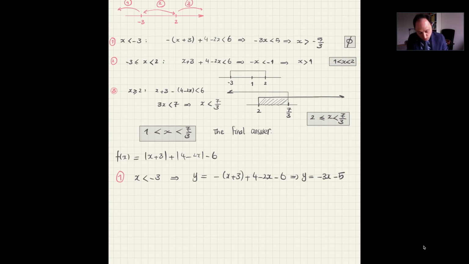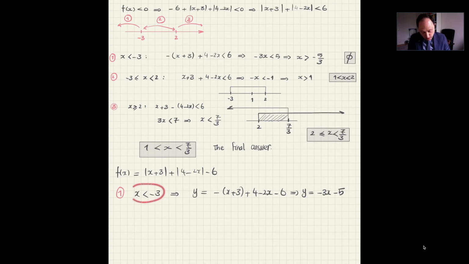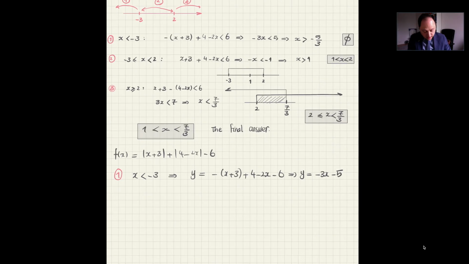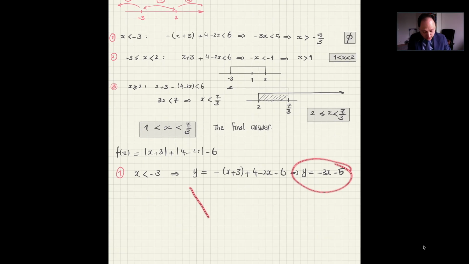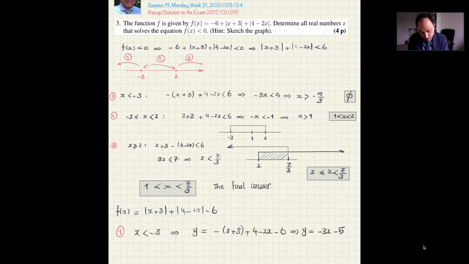So you need to draw this line when x is less than minus 3. You draw the graph of this function, it becomes some lines, and then you see where this graph is above or below the x-axis. Below the x-axis, because you are interested in those parts where the function becomes negative. So you need to understand where the graph of the function goes below the x-axis.